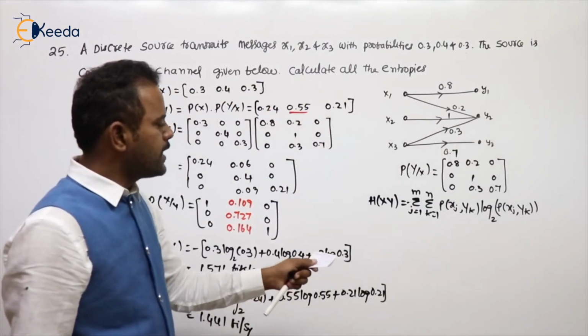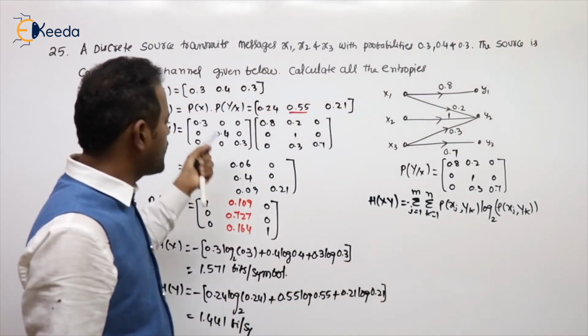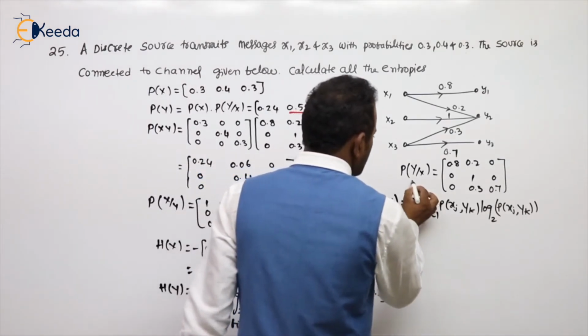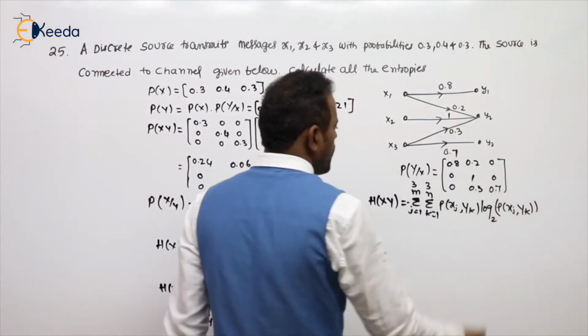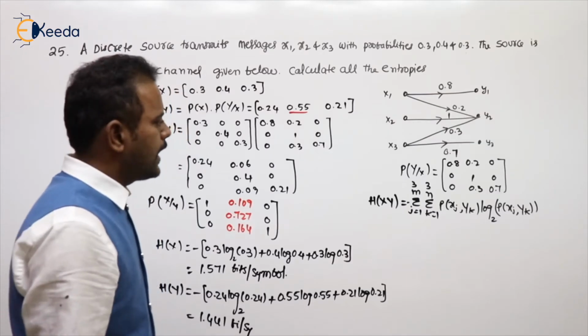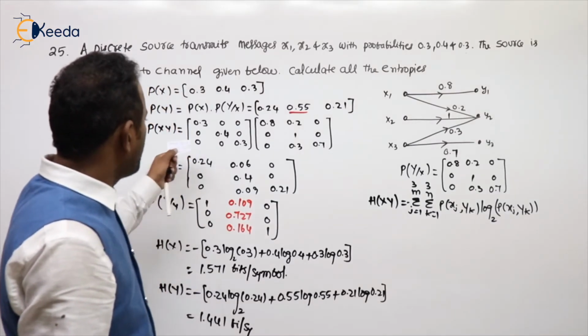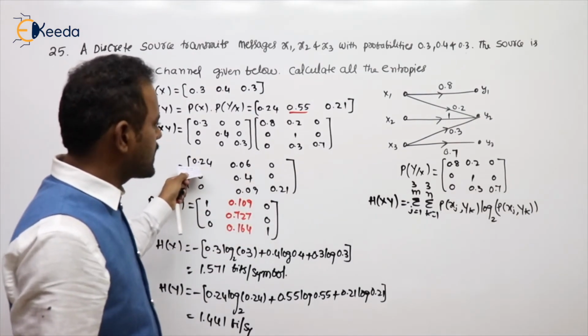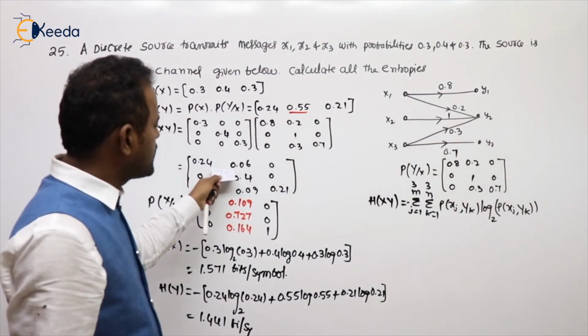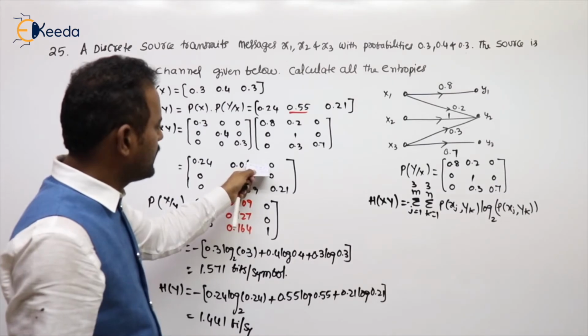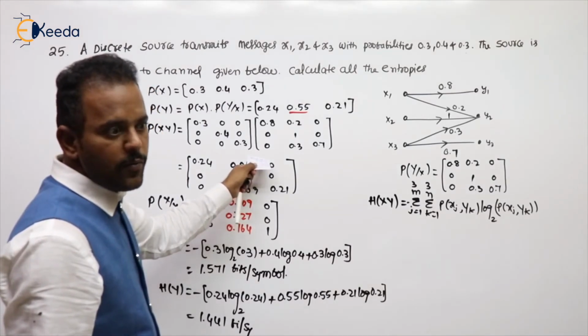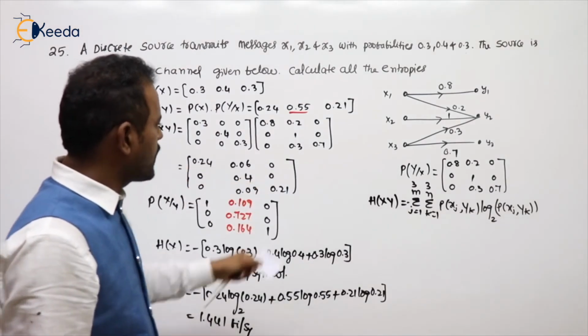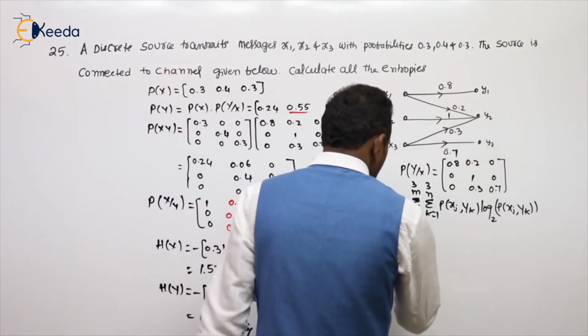Write all the possibilities. Here this is a 3 by 3 matrix, so j is 1, 2, 3 and k is also 1, 2, 3. So a total of 9 combinations will come. But in this joint matrix only some of the elements are remaining. This is x1 y1, this is x1 y2 and remember this is 0, and this is x1 y3. Write what is remaining.